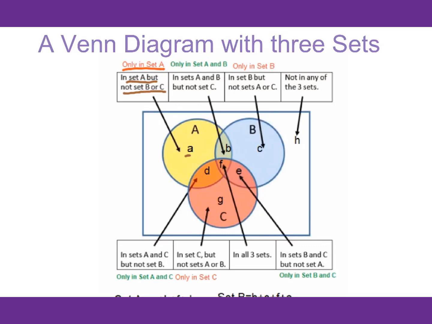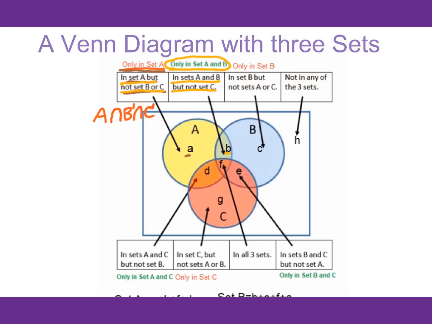Therefore, we can use in set A but not in set B, not in set C to show this a. For the IB exam, sometimes they use only in set A to show this section, or sometimes they use the words in set A but not set B or C. For this b, it means in set A and B but not in set C, or sometimes they use only in set A and B.